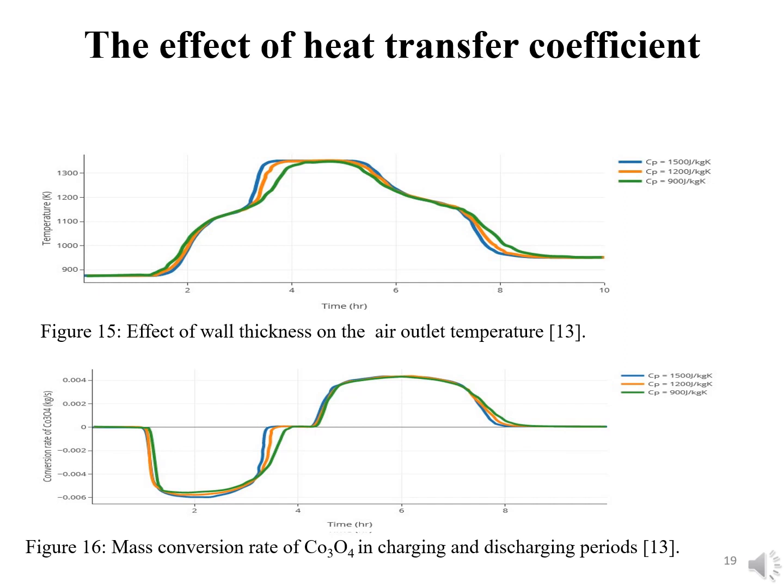Air temperature reaches up to 1350 Kelvin within 4 hours for 0.001 meter thickness wall and up to 1300 Kelvin for 0.004 meter thickness wall. The second graph shows the mass conversion rate of cobalt oxide in charging and discharging process, the reaction rate of the whole storage system based on mass of cobalt oxide. The more quickly the temperature increases or decreases, the shorter the reduction or oxidation processes are.